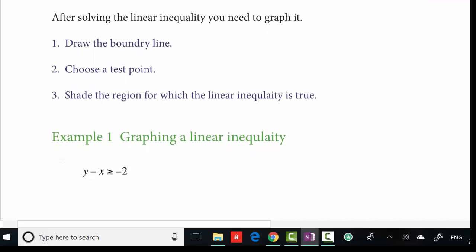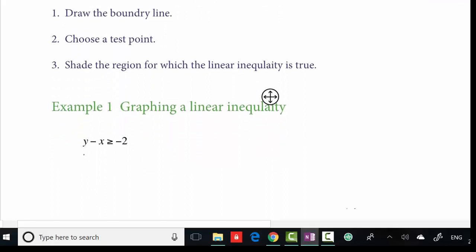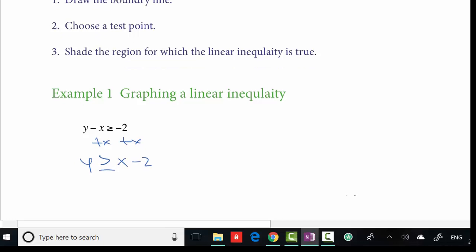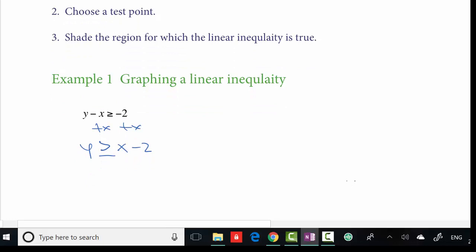For example, y minus x is greater than or equal to negative 2. So I'm going to solve this for y. Add x to both sides, and I end up with y is greater than or equal to x minus 2. Next, I'm going to create a table of ordered pairs so I can make a graph.